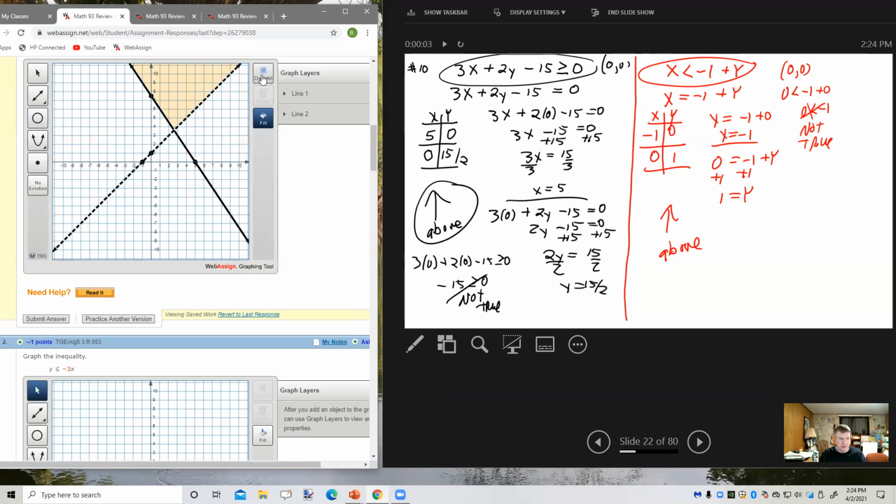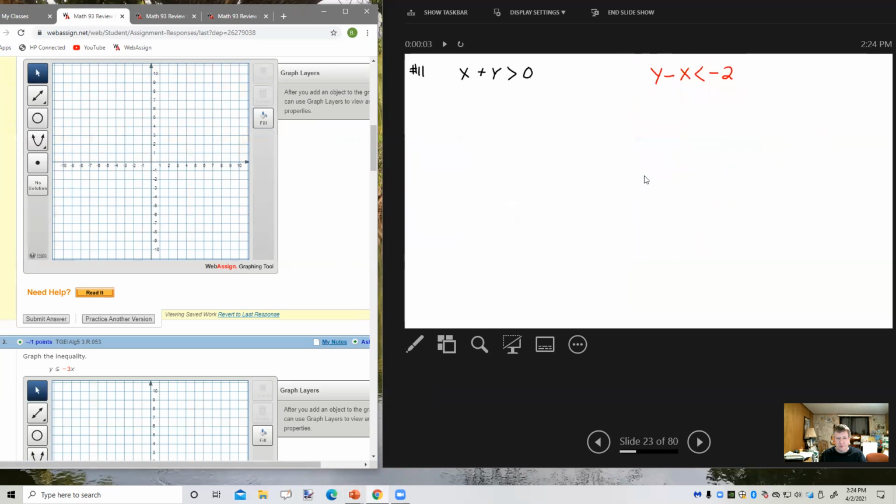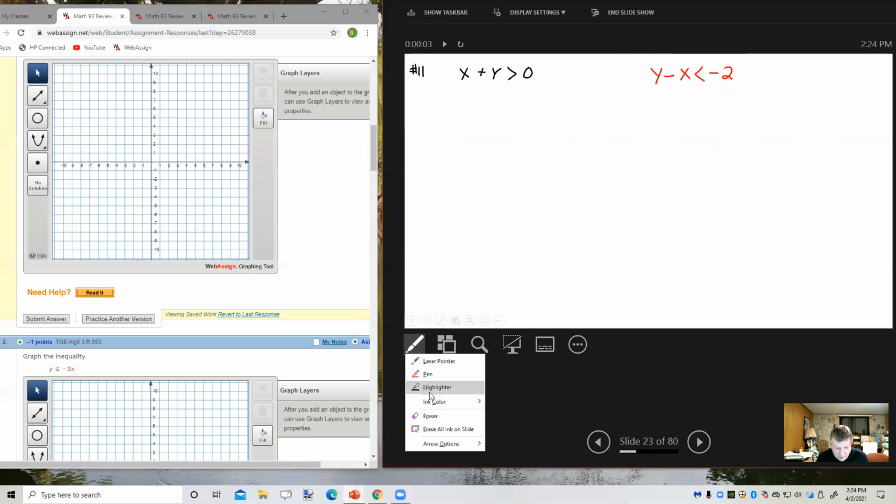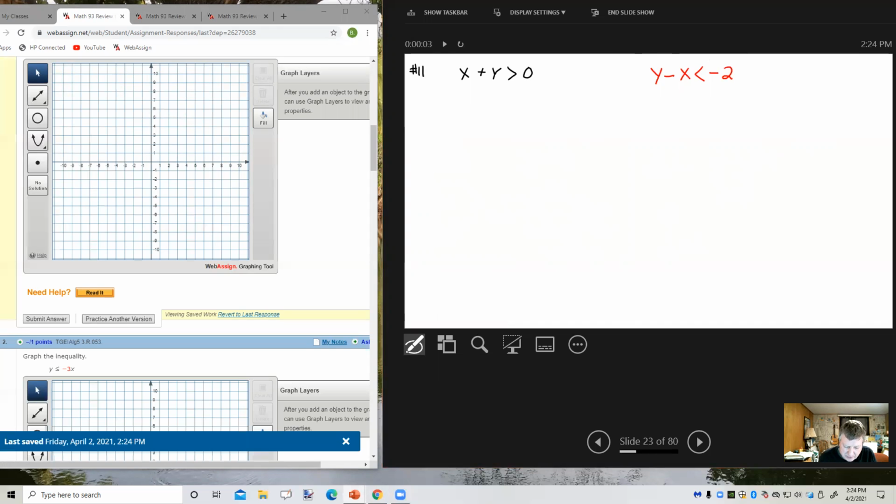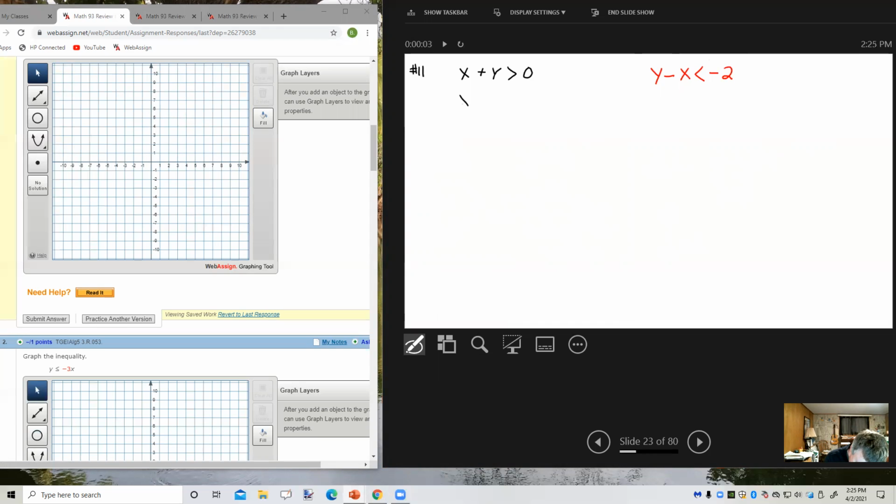So let's clear that out and go to problem number 11 and get our ink back to black. We're going to take a look at x plus y greater than 0, but we'll consider its related equation. If y is 0, x plus 0 equals 0, x equals 0. So this goes through the origin.